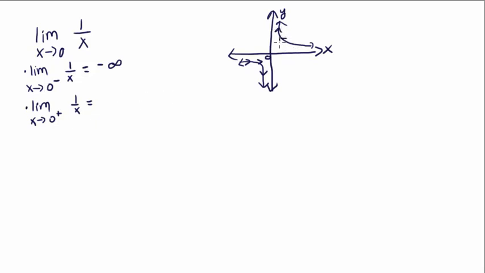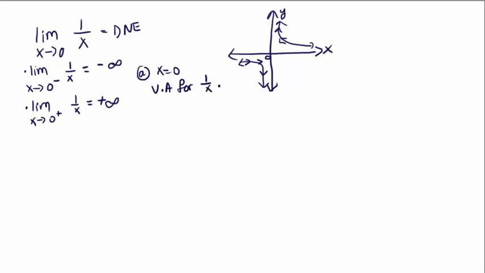So clearly the limit itself does not exist, because I get two different values, negative infinity and positive infinity, if I'm approaching it from the left-hand side and the right-hand side respectively. So the limit itself does not exist. But we say that at x equals 0, there is a vertical asymptote for the function 1 over x.